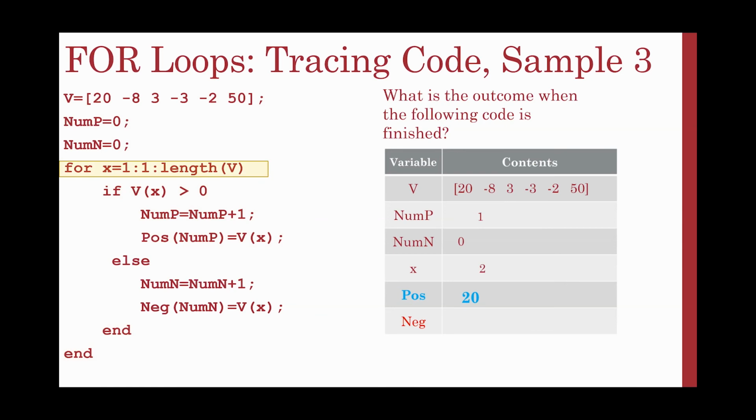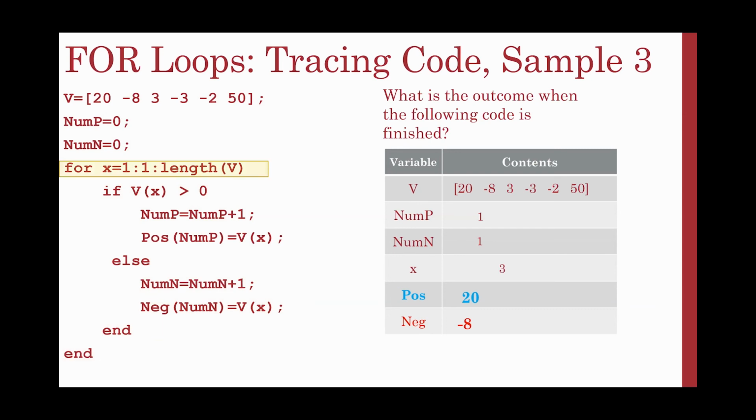And we're going to go back into our for loop because our for loop hasn't ended yet. So now x is equal to 2. We're going to ask if v of 2 is greater than 0. Since v of 2 is not greater than 0, we're going to go to the else part of our statement. We're going to add 1 to the negative number, and then we're going to store that value in our vector called neg. We're going to end our if statement.